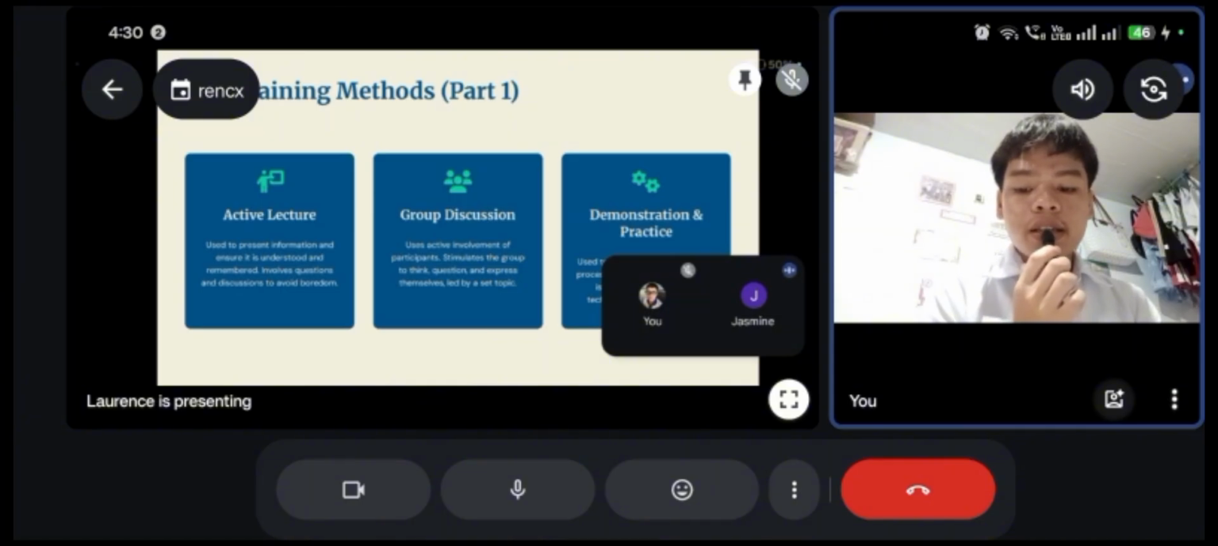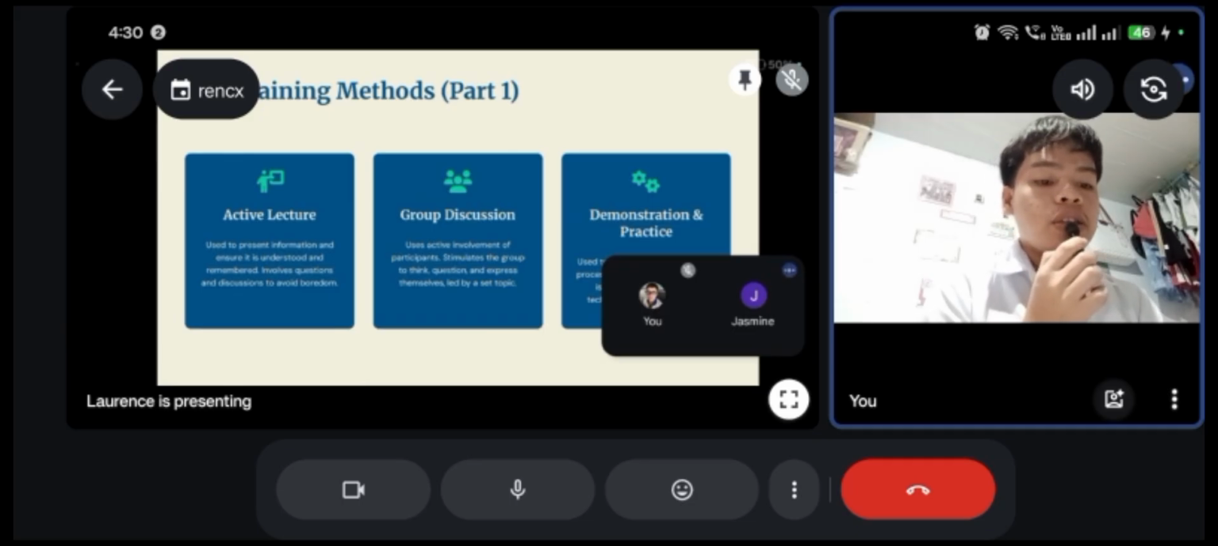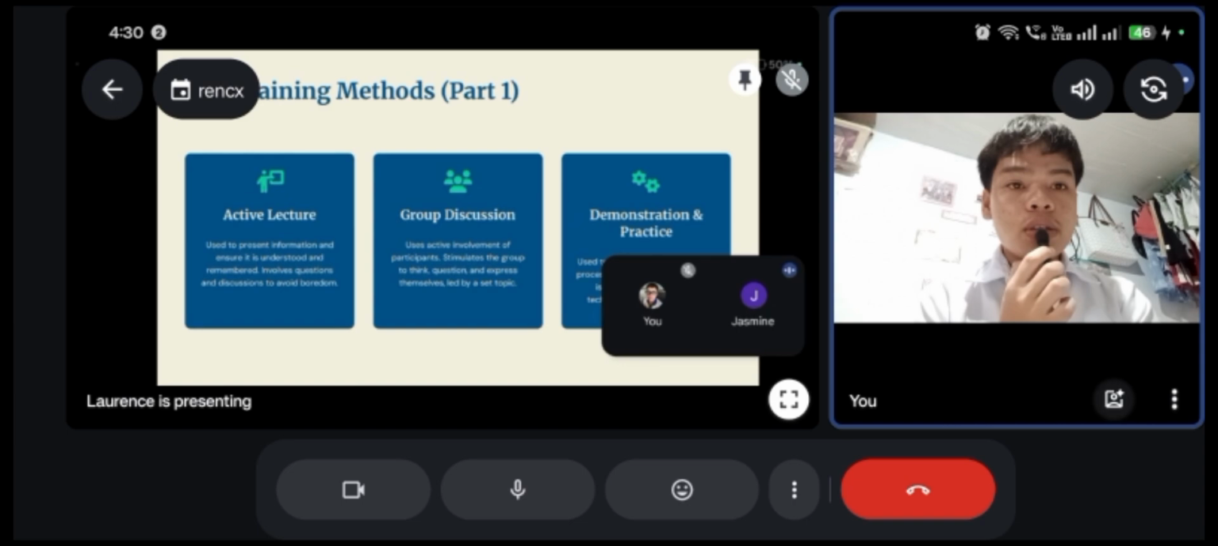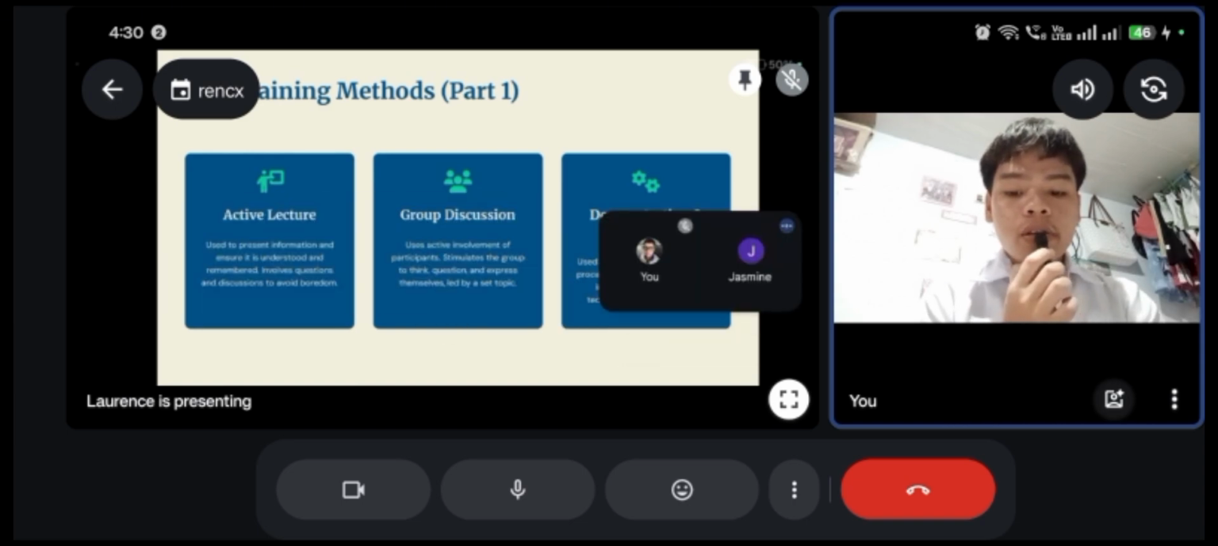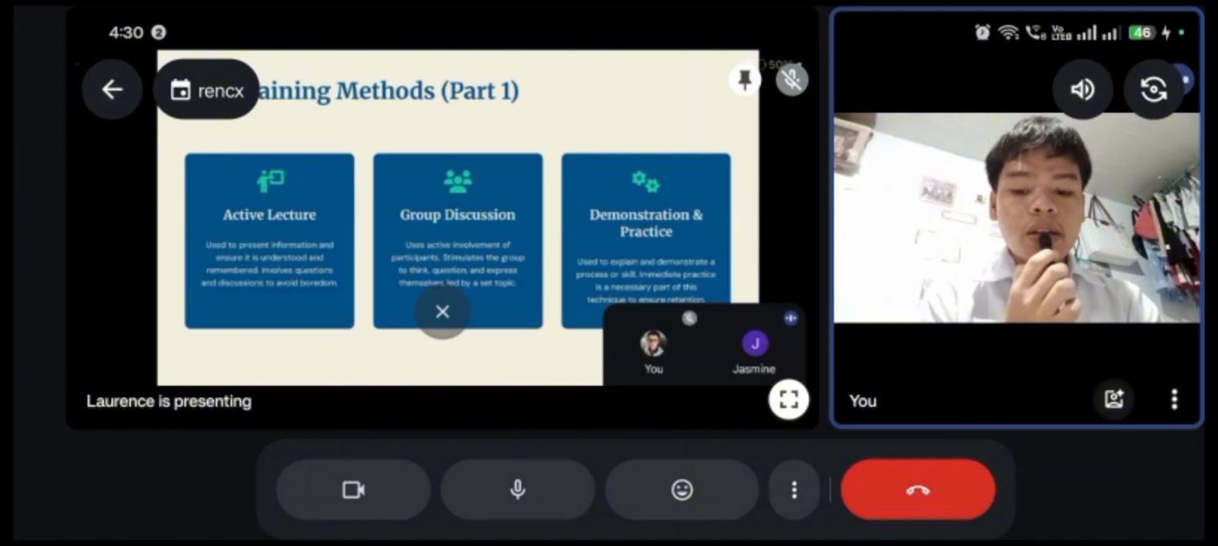Everyone participates. Demonstration and practice is used to explain and demonstrate a process or skill. Immediate practice is a necessary part of this technique to ensure retention. Meaning, the trainer shows how to do a skill and then learners immediately try it themselves.